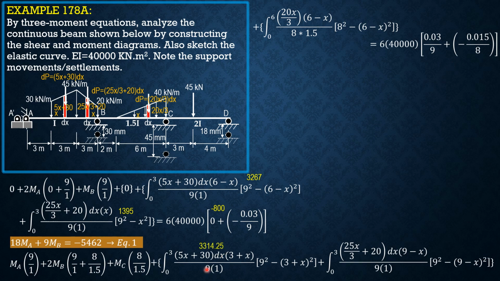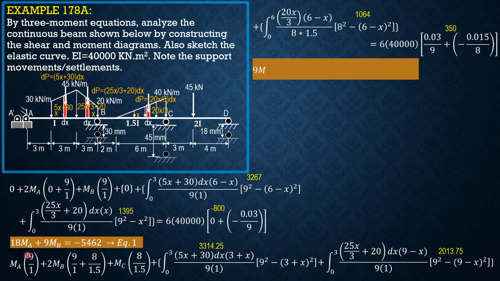Simplifying, this integral is equal to 3314.25. This integral is equal to 2013.75. This integral is equal to 1064, while the value at the right side is 350. So simplifying, we have 9 MA plus 86 over 3 MB plus 16 over 3 MC equals negative 6042. Call that equation 2.